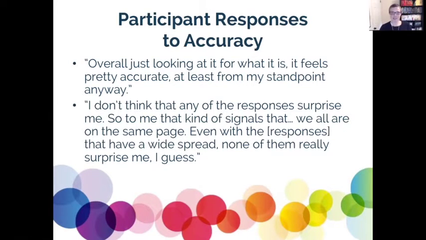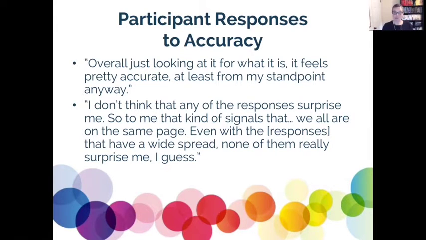Someone from Team B says, I don't think any of the responses surprised me. So to me, that kind of signals that we're all on the same page. Even with the responses that have a wide spread, none of them really surprised me, I guess. So what that person was saying is that when you get the results for the creative synergy scale, you see all 29 items and you'll see the responses. So from 1 to 6, you can see how many people responded with strongly agree, disagree, and so forth.